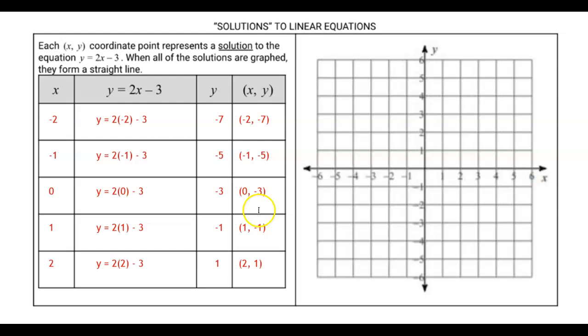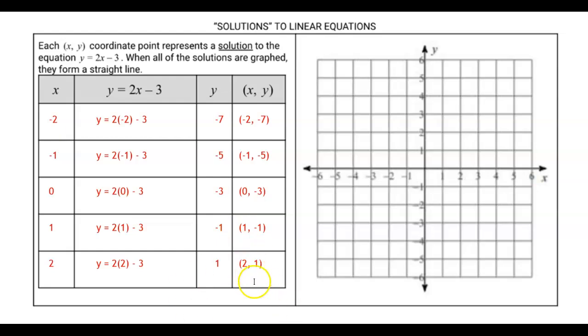We find all of these points are also solutions. So if I put in -2 for x and -7 for y, this equation is true. If I put in 0 for x and -3 for y, the equation is true. If I put in 2 and 1 for x and y respectively, this equation is true.